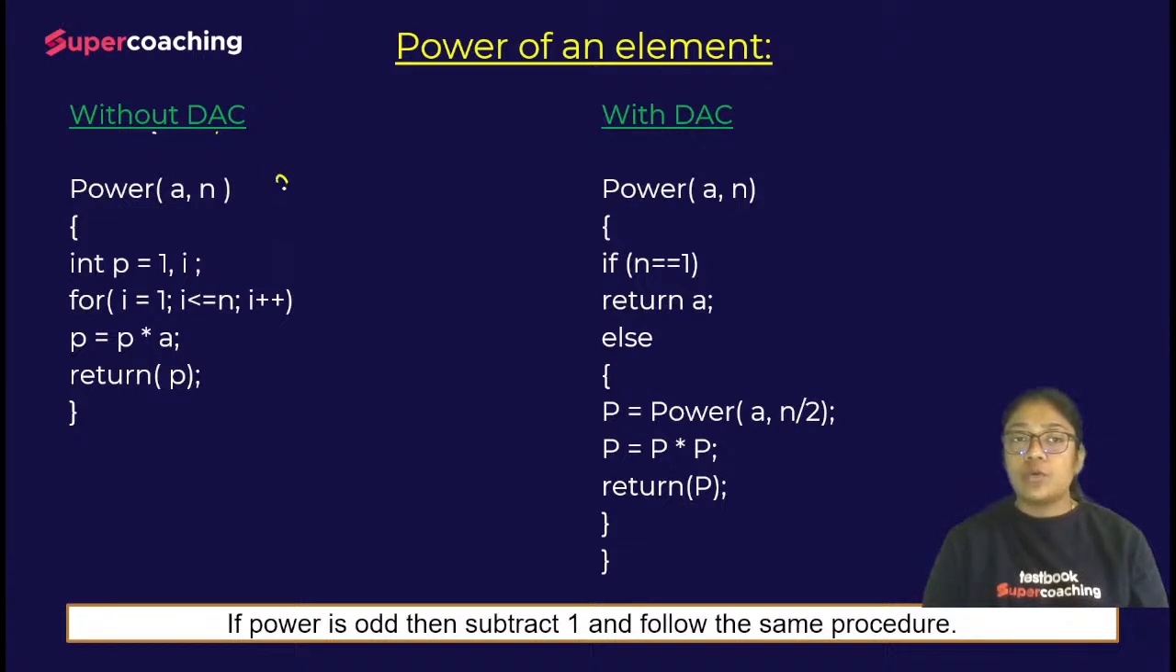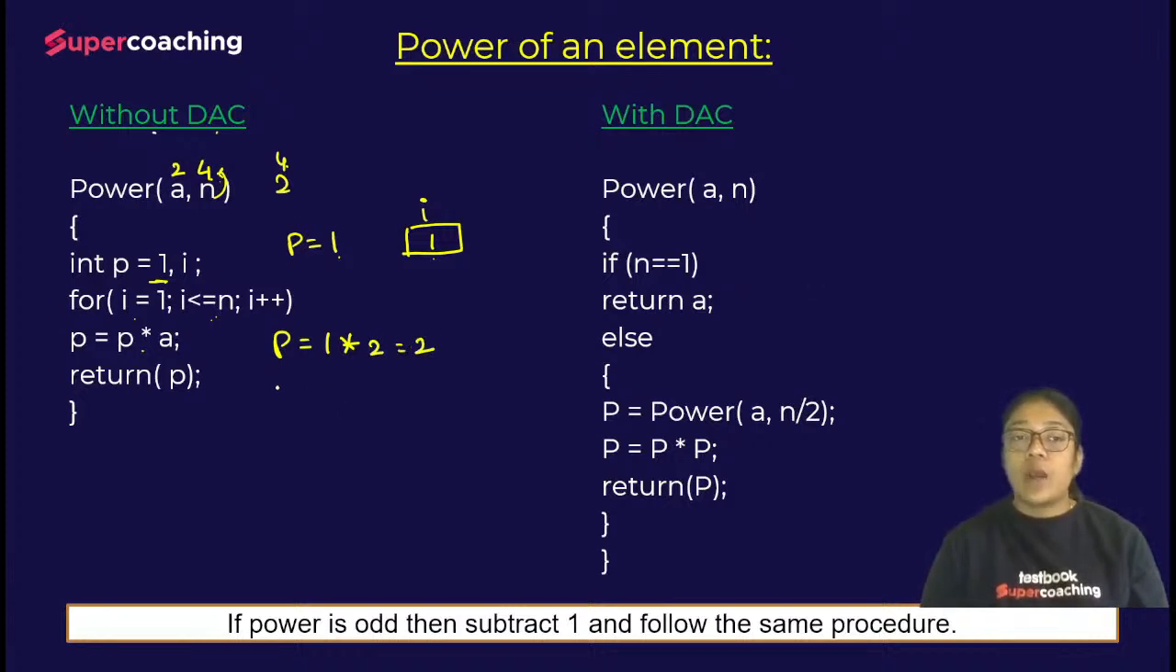For example, I want to find 2 raised to power 4. Initially P is equal to 1, that means the result is equal to 1. In this case, A is 2 and N is 4. P is initialized to 1. I has the value 1, and 1 is less than N, where N is 4. Yes, the condition is true, so P into A, that is 1 into 2, gives 2.